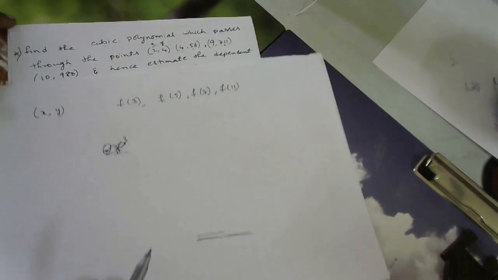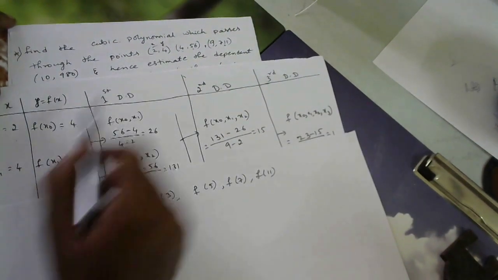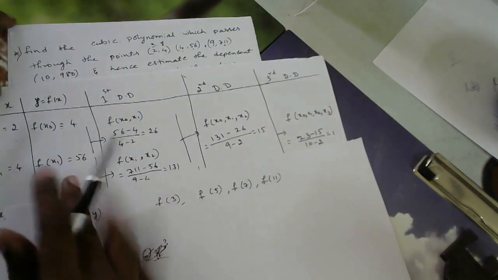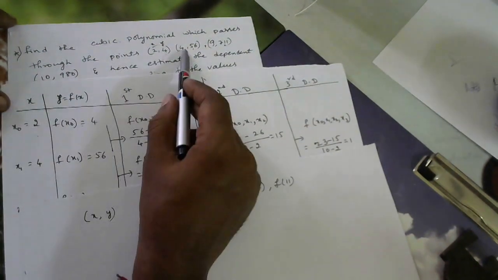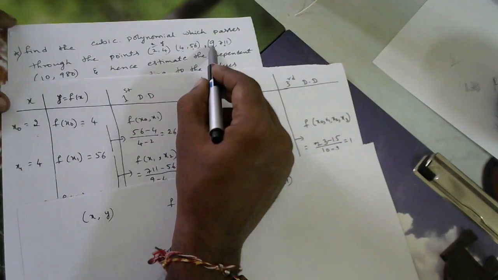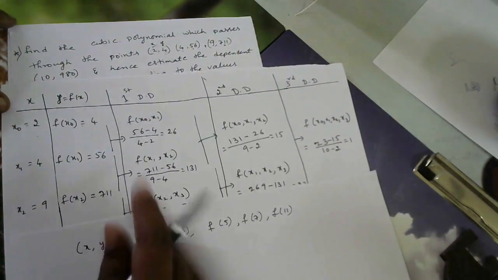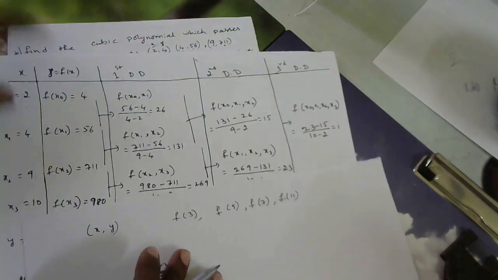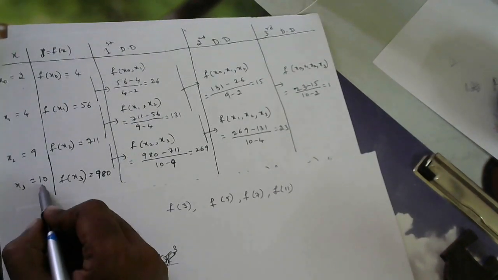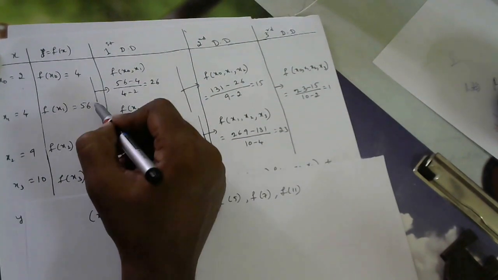So here I have taken x naught is 2, f of x naught is 4. For x1 is 4, f of x1 is 56. For x2 is 9, f of x2 is 711. And for x3 is 10, f of x3 is 980. So here you go for the first difference.